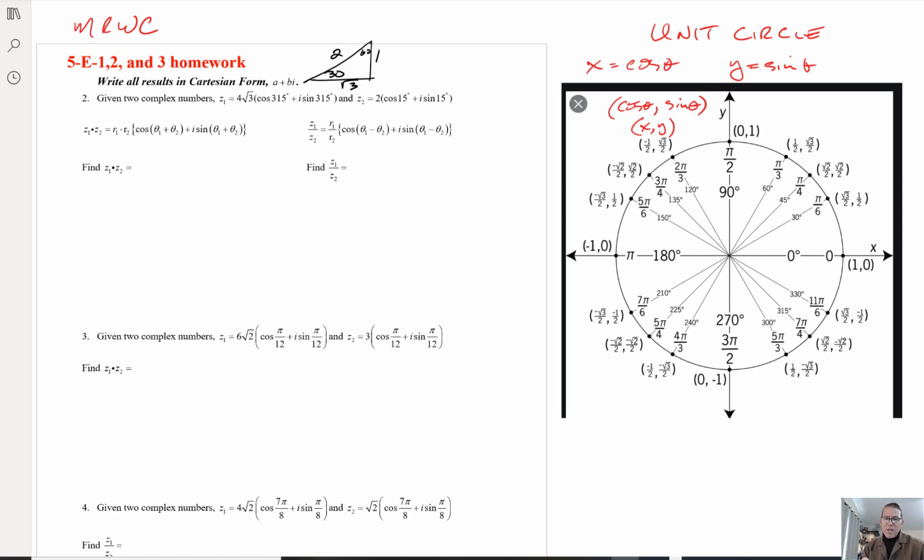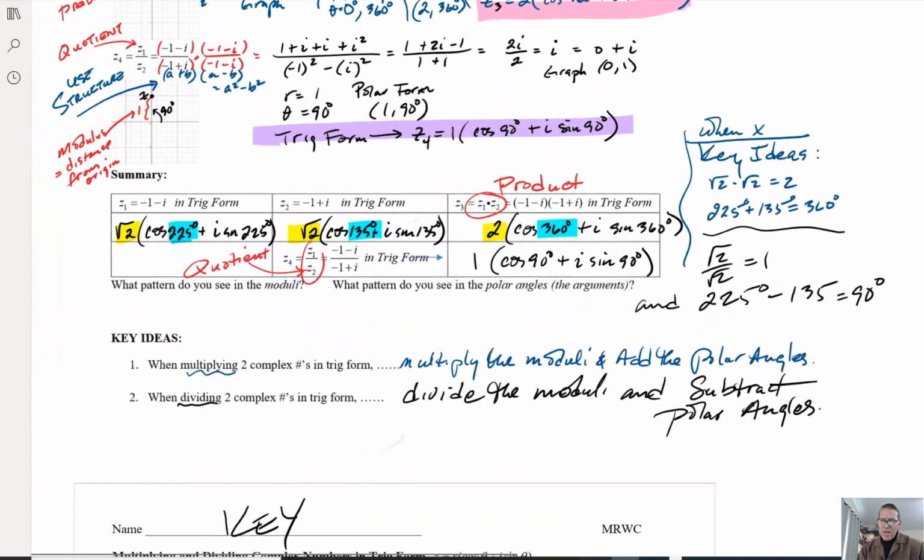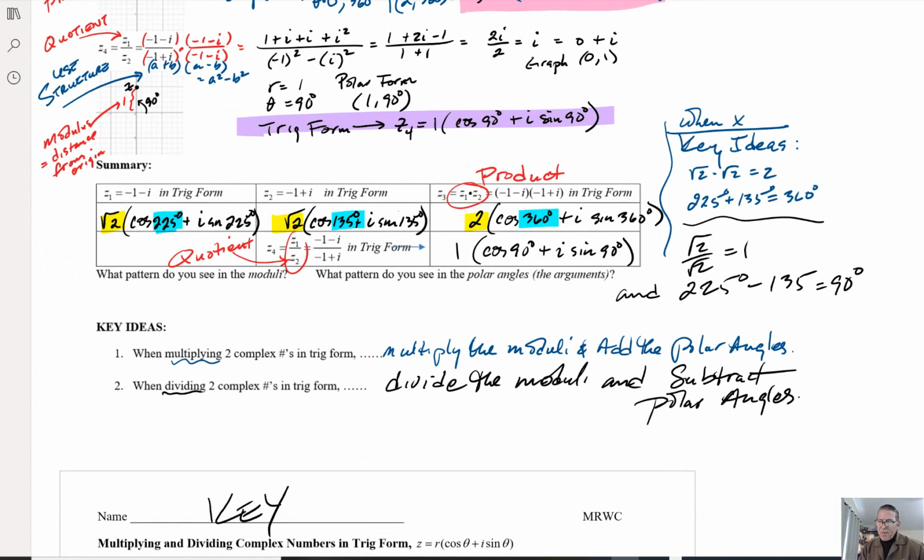What we learned when we went through the activity, let's go back to the main discovery part of the activity, is that when we're multiplying numbers in trig form, which is where you have your complex numbers equal to r times the cosine of theta plus i times sine of theta, you simply multiply the moduli and add the polar angles. Then you simplify it using your knowledge of the unit circle or special right triangles. When you divide complex numbers in trig form, you divide the moduli and you subtract the polar angles, and that's what we found out in the activity.